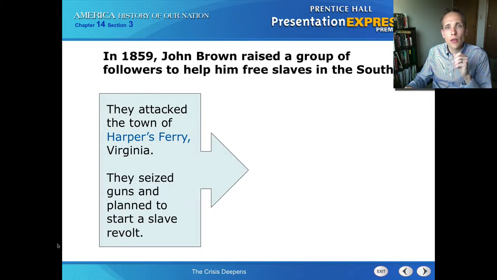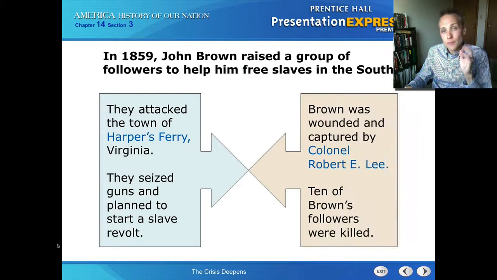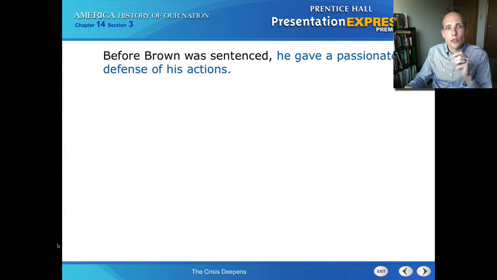Harper's Ferry held a U.S. Army arsenal full of weapons, a stockpile of weapons. And his plan was to seize guns and to arm slaves and start a slave rebellion in the South. Unfortunately, he was not successful. He was actually captured by the future leader of the Confederate Army, Robert E. Lee. Many of his followers were shot and killed, including one of his sons. And he will be captured and put on trial.